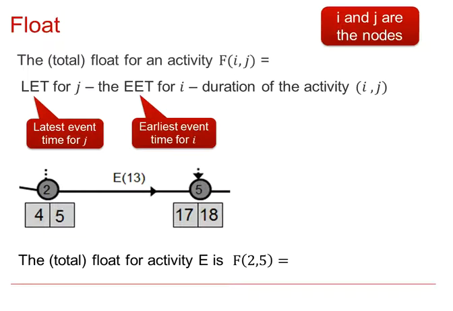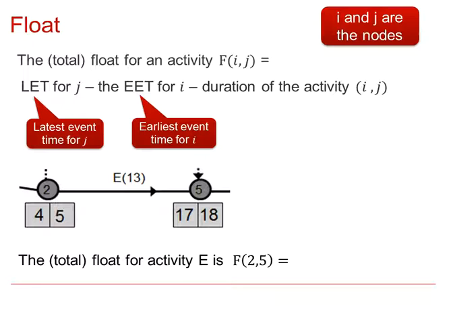We can find the total float for an activity F, denoted by the start and finish nodes I, J, by finding the latest event time for J, the earliest event time for I, and then also subtracting the duration of the activity at nodes I and J. An example that we looked at in the previous video showed activity E, which at node 2 had an early event time of 4, a late event time of 5, and at node 5, early event time 17, late event time 18, and duration 13 time units.